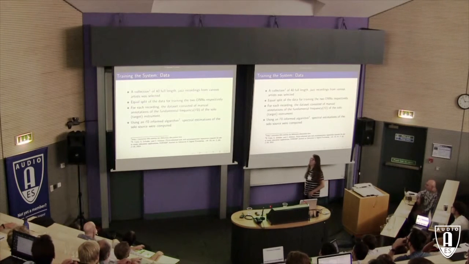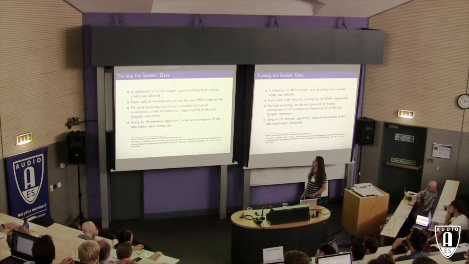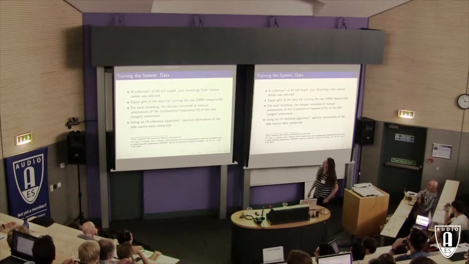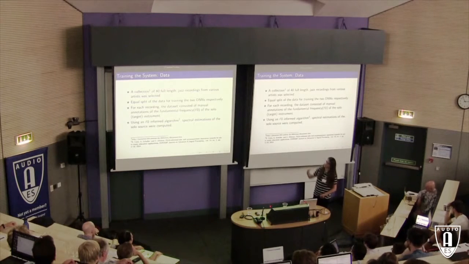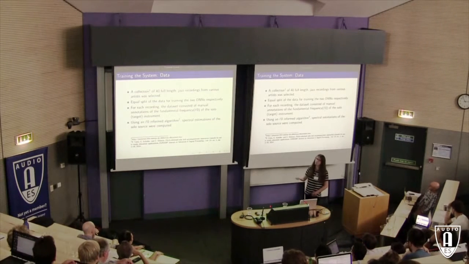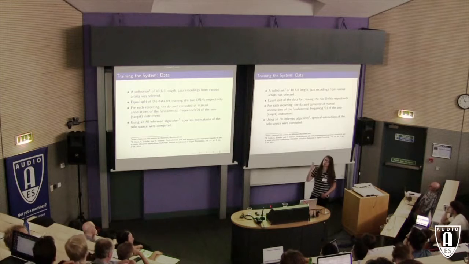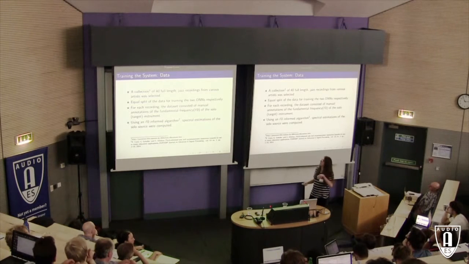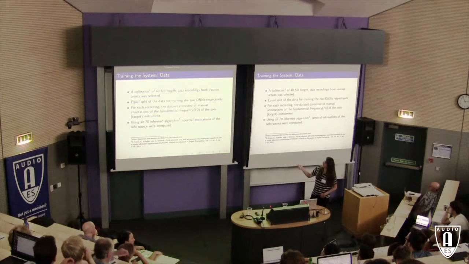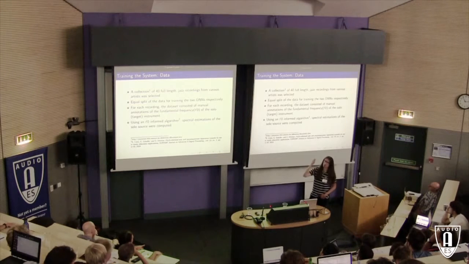We already had some manual annotations from a collection of 40 full-length jazz recordings from various artists. They're mainly historic and old recordings. We split the data into two parts: 20 for training the unmixing deep neural network and 20 for the remixing part, correspondingly. For each recording, we had prior information, manually labeled, of the fundamental frequency of the solo instrument, which in our case is the target instrument.